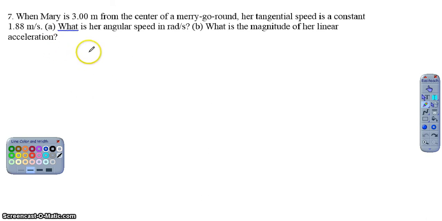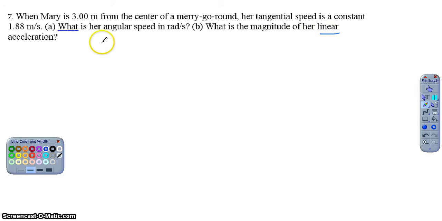Alright, so we'll begin the second half of the first homework assignment key on question 7. When Mary is 3 meters from the center of a merry-go-round, her tangential speed is 1.88 meters per second. What is her angular speed in radians per second? And B, what is the magnitude of her linear acceleration?